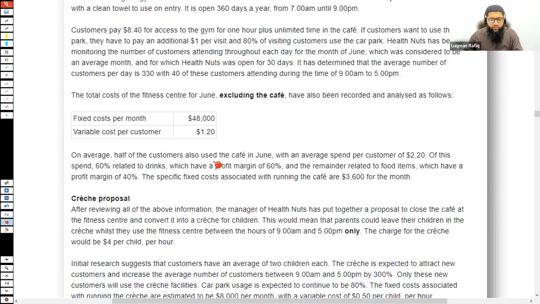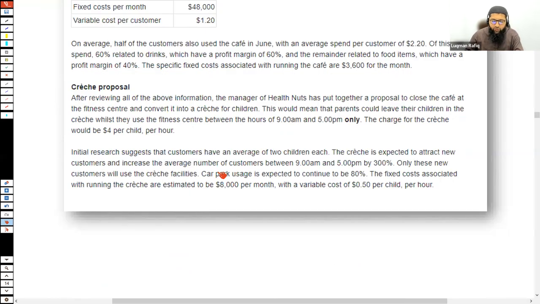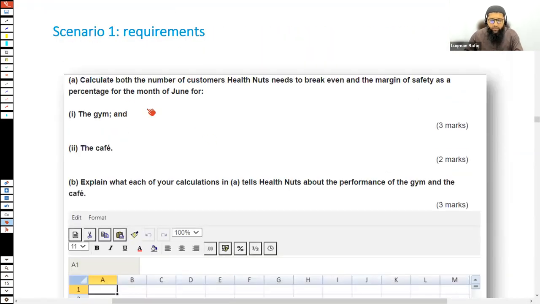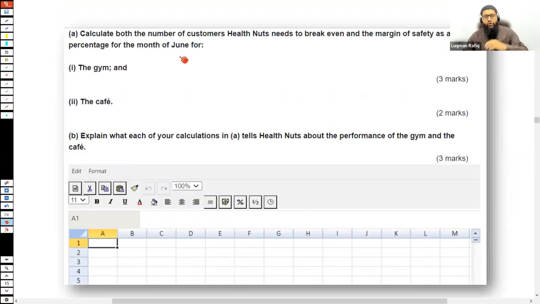Now, if I could just give you an idea of what exactly is the topic being examined in here. You would see that it says: calculate both the number of customers Health Nuts need to break even and the margin of safety as a percentage for the month. Explain what each of your calculations tells you about the performance of the gym and the cafe. So we have to talk about the break-even.